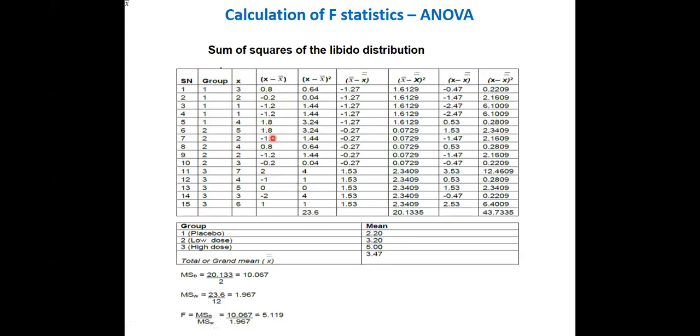Some will be positive, some will be negative, because the values that are above the mean, when you remove the mean from them, give you positive. The values that are below the mean, when you remove the mean, give you negative. The value that is equal to the mean gives you 0. When you add everything together, it gives you 0.